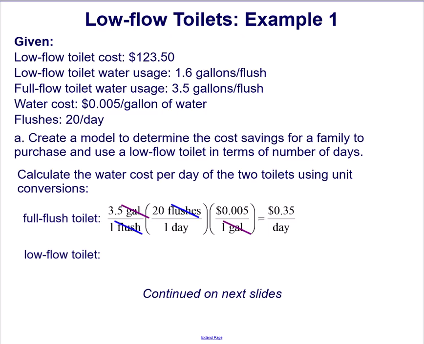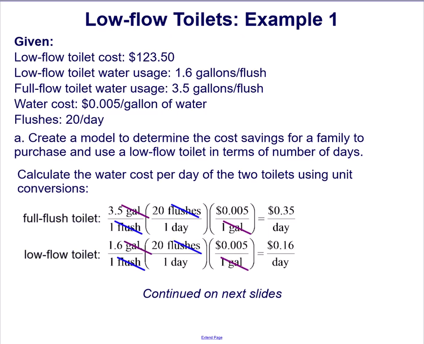Now let's consider the low flow toilet. The low flow toilet uses 1.6 gallons per flush. The rest of the information is the same, 20 flushes per day, and the cost per gallon is the same. So once again, I cancel out the units of flushes. I cancel out my gallon units, perform the arithmetic, and we see that the low flow toilet will cost 16 cents per day.